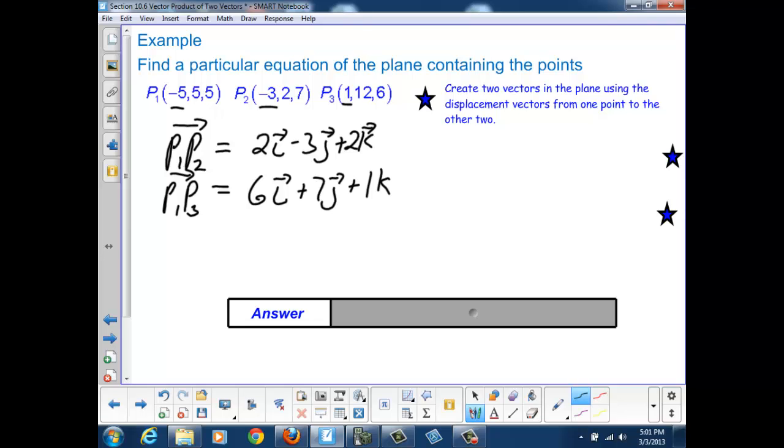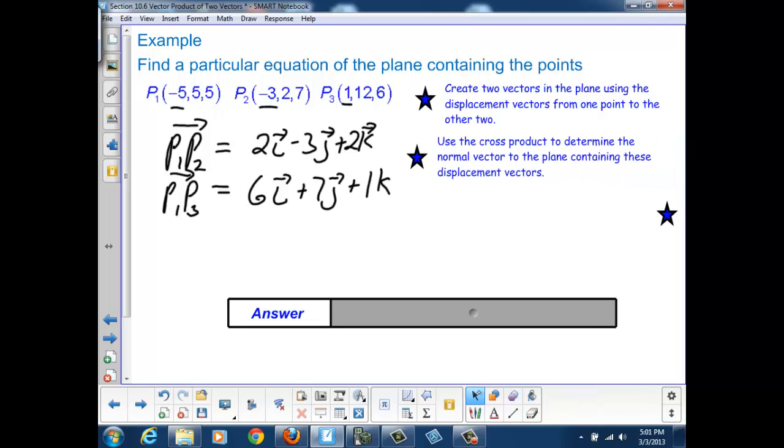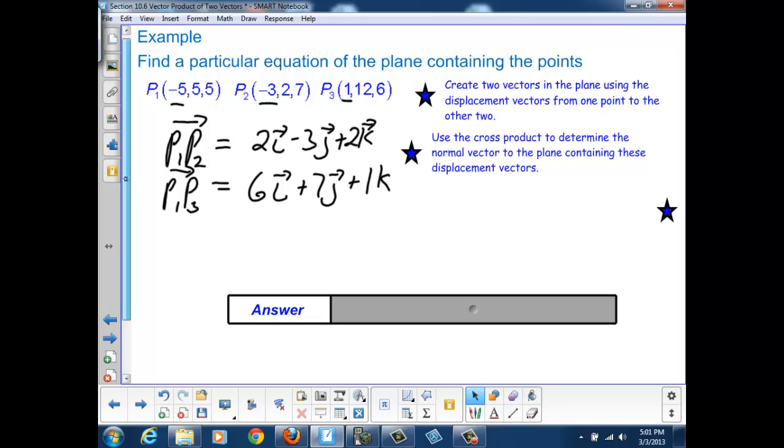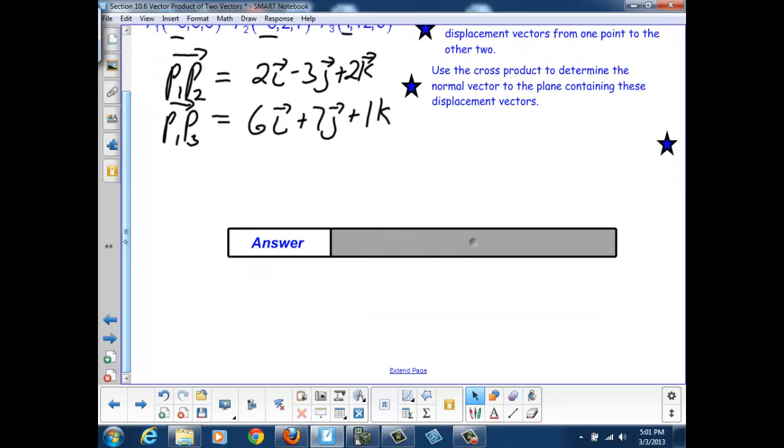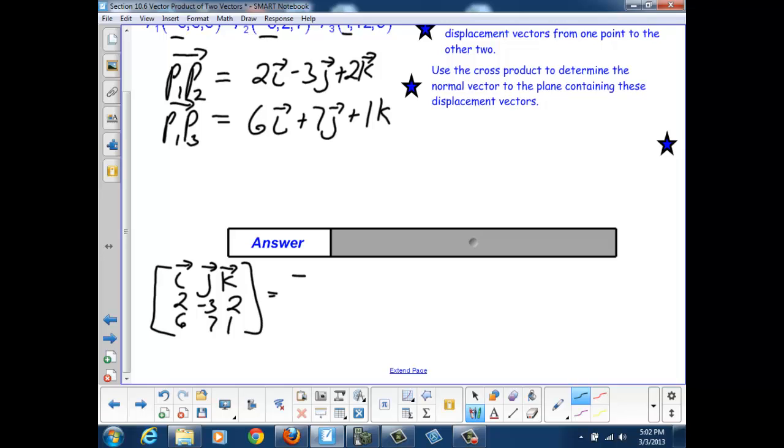So now that I've created these two vectors in the plane, I can calculate their cross product, which will give me the normal vector to the plane. So let's calculate that cross product using our matrix method. So we'll start with ijk, and then P1 to P2 was 2, -3, 2. P1 to P3 was 6, 7, and 1. So my I matrix should be -3, 2, 7, and 1.